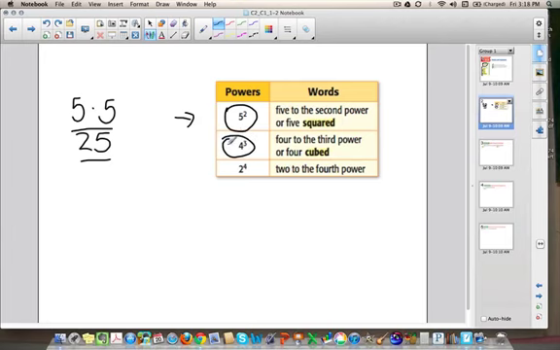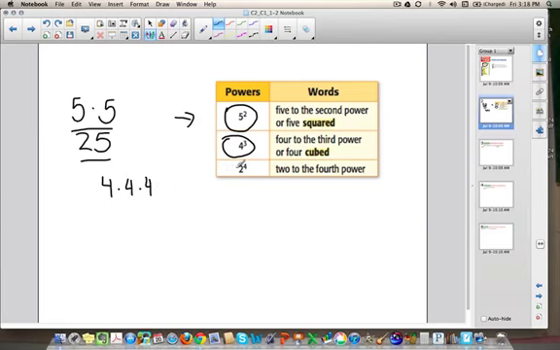Here we have 4 to the third power. Things that are to the third power can also be called cubed. So 4 to the third power means 4 times itself 3 times. So that means 4 times 4 times 4.